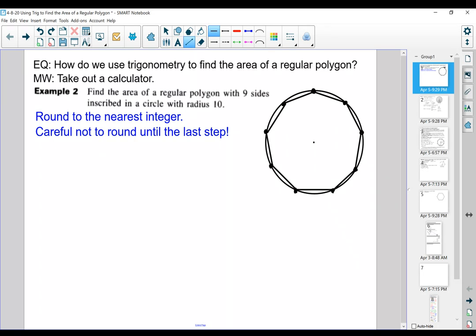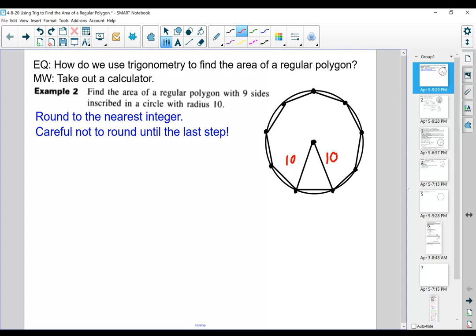Now we can add in some more segments for the radius. I think 2 might be good, similar to what we did yesterday. And add in 10 for the information here. That's the radius. So the radius of the circle is also the radius of our nonagon. So we're trying to find the area of this shape rounded to the nearest integer. So be careful not to round until the very last moment.